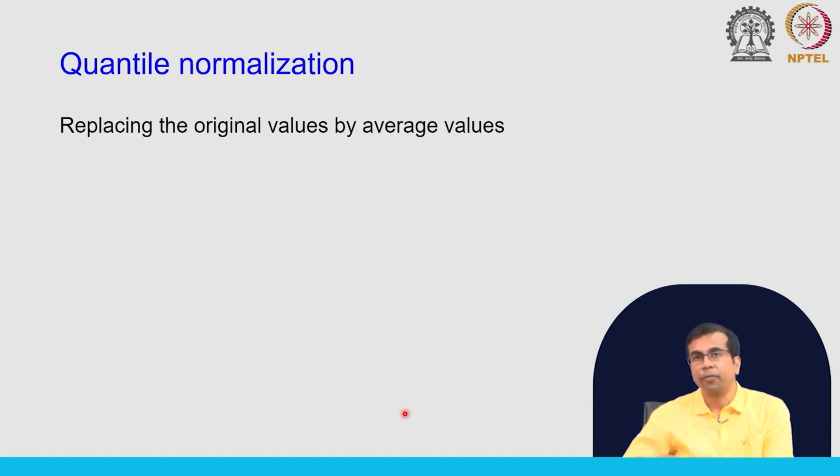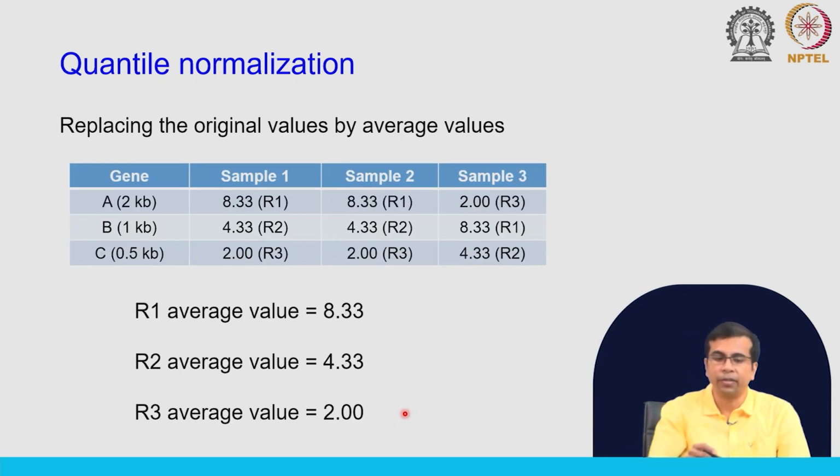So, we have to replace the original values by the average values of that rank. Okay. So, again if we go back, this was rank 1 and we are replacing the earlier value with this 8.33. This is the average value for rank 1. And similarly, here we have also replaced this with 8.33 because this is rank 1. Similarly, here we have replaced this with rank 1 again, 8.33.